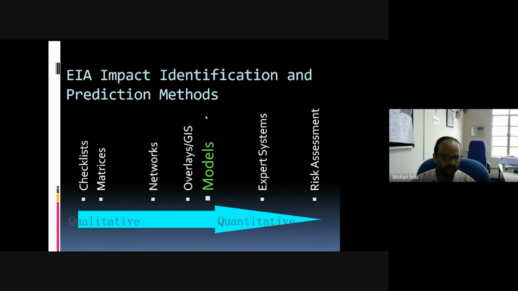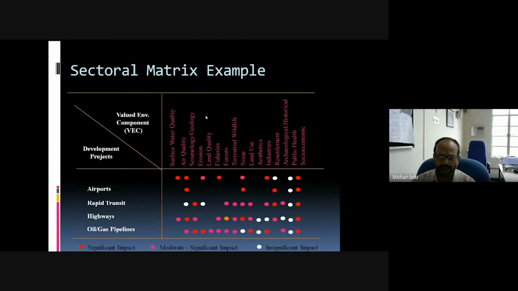The most commonly used ones are the checklist, matrix, GIS, overlays, and the risk assessment methods. You can see in the picture that the checklists, matrices and networks are more like qualitative assessments, whereas the models and overlays are more quantitative. Which means that the data presented to the decision-making authority is much more quantitative information rather than qualitative. Here you can see an example of the matrix, which is more qualitative.